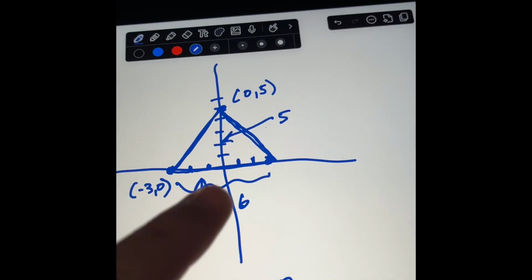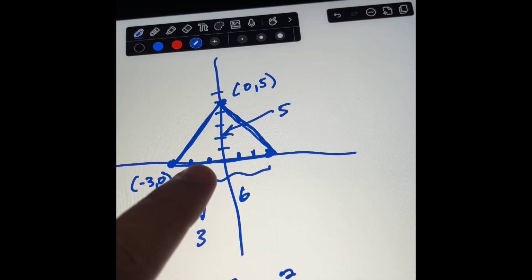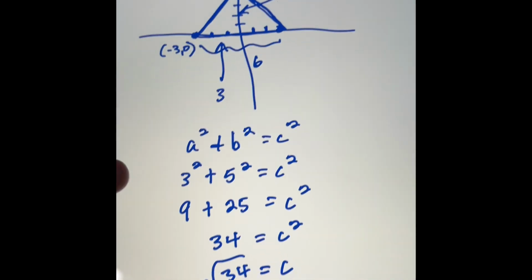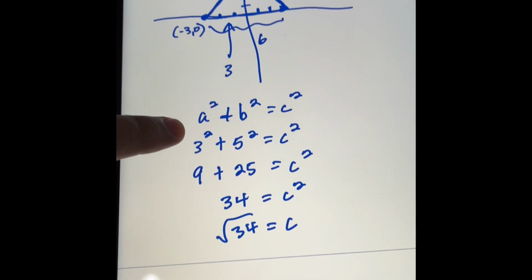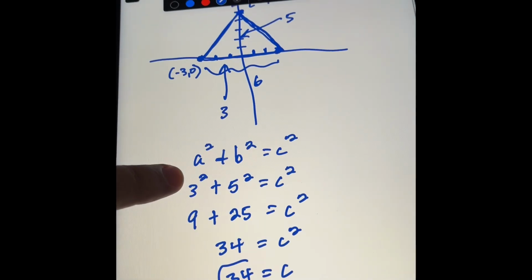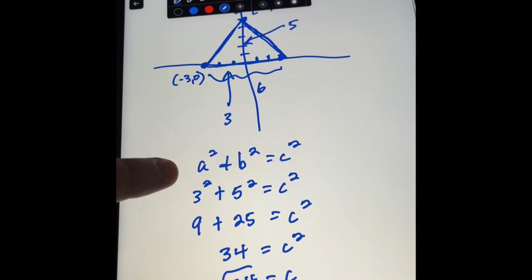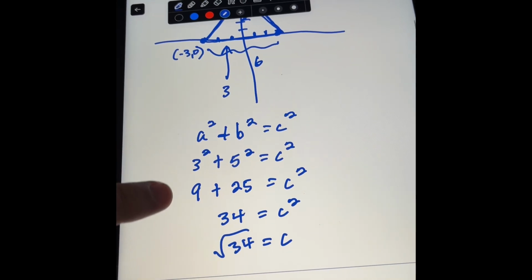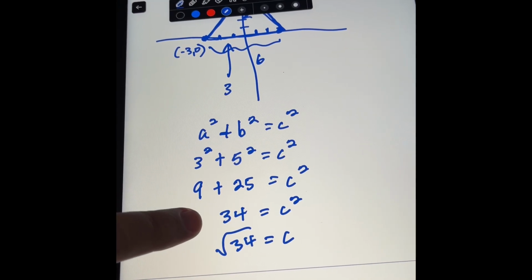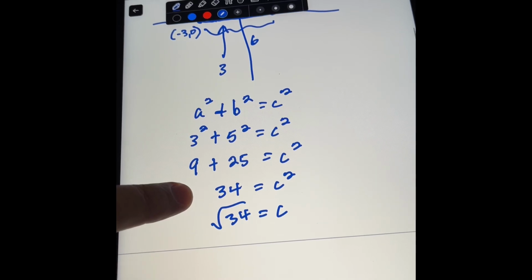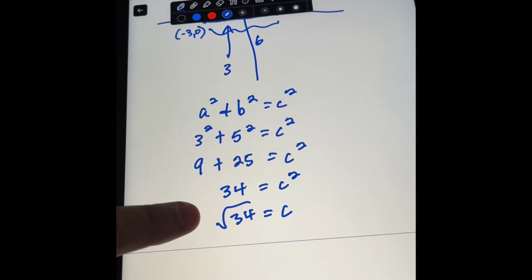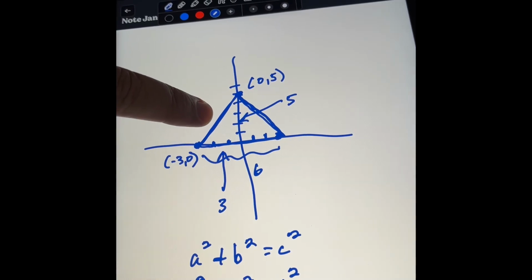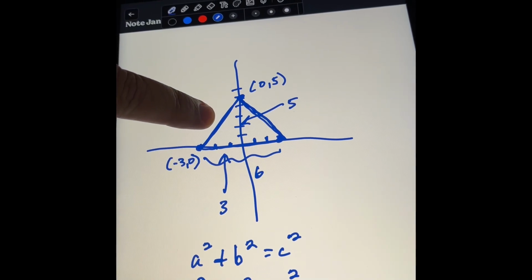So one way to do that problem is to use the Pythagorean theorem. A leg squared plus another leg squared is equal to the hypotenuse squared. So I would do this right here: a squared plus b squared equals c squared. One leg is 3, the other leg is 5, and we're finding the hypotenuse, which is c. 3 squared is 9, 5 squared is 25. You add them together, you get 34. You take the square root of both sides, you get the square root of 34. So this distance is the square root of 34 by using the Pythagorean theorem.